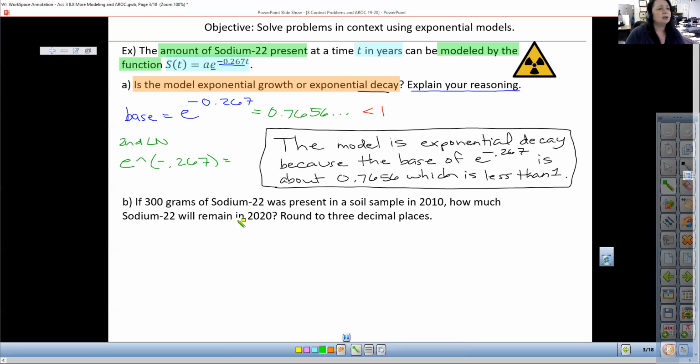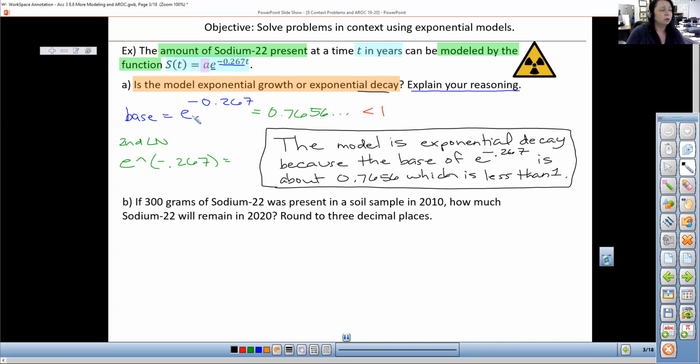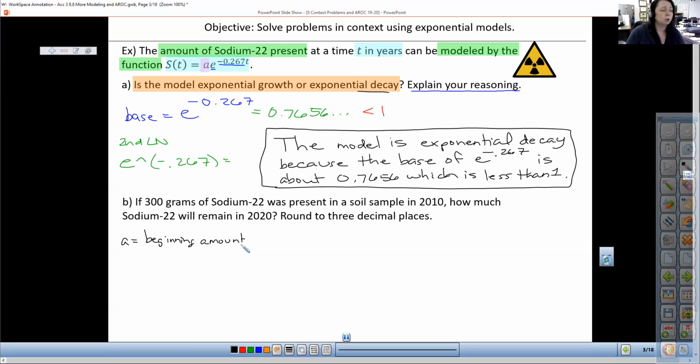And so one of the things to keep in mind about the structure of our functions, we've talked about this before, is that this A value is the starting amount of whatever the model is about. So since this is about quantities of sodium-22, then our A would be the beginning amount of sodium-22. So it's always the beginning amount. Here our A would be equal to this 300 grams that was present in the earlier year of 2010.